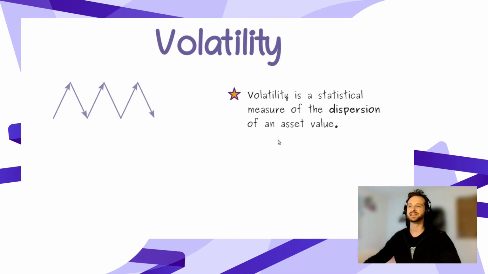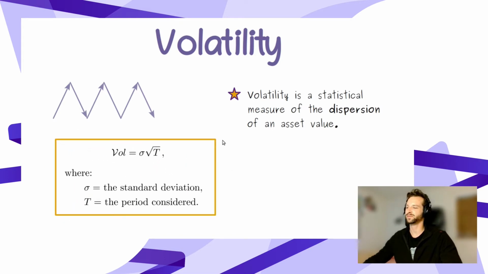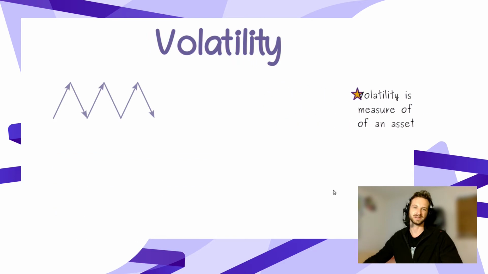Volatility is a statistical measure of the dispersion of an asset value. If you're more mathematically minded, you might guess that it is defined as the standard deviation of the asset value. Well, not quite. As you can see in this formula, the volatility is generally defined as the standard deviation times the square root of the period that you're considering. In other words, volatility will differ depending on the period you're looking at. For example, you could define a daily volatility, a monthly volatility, etc.